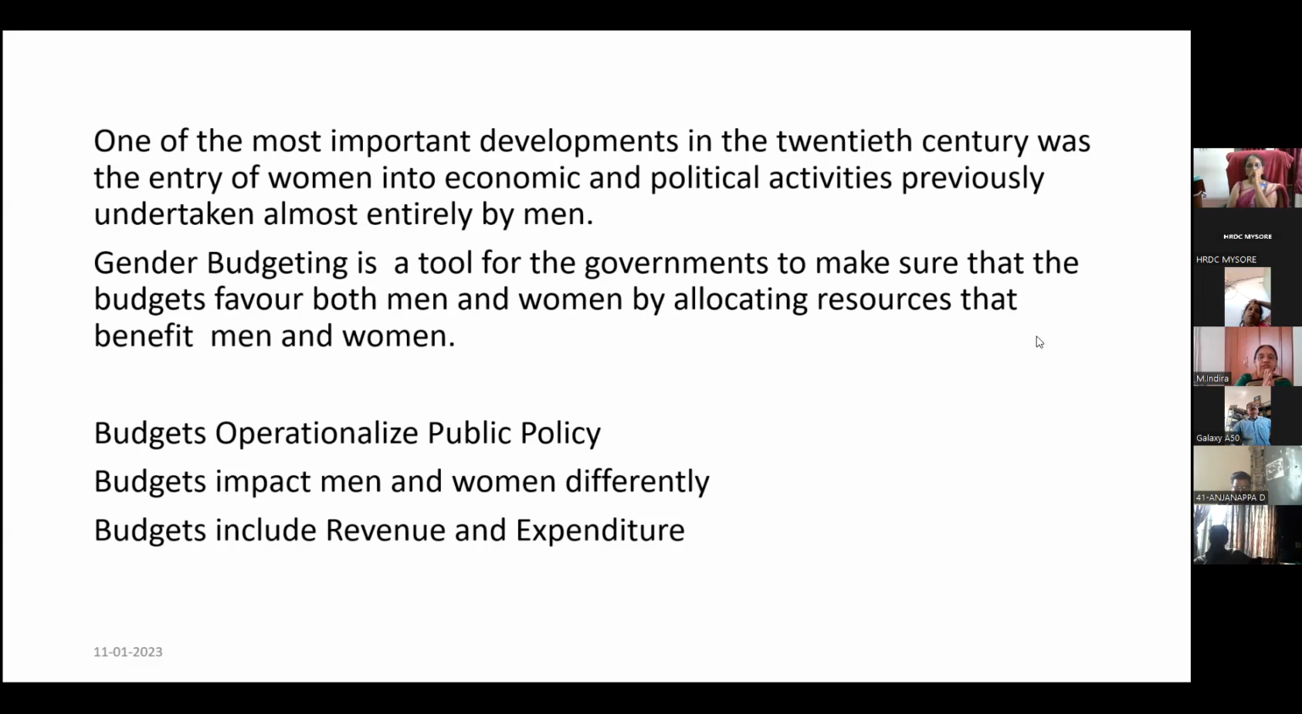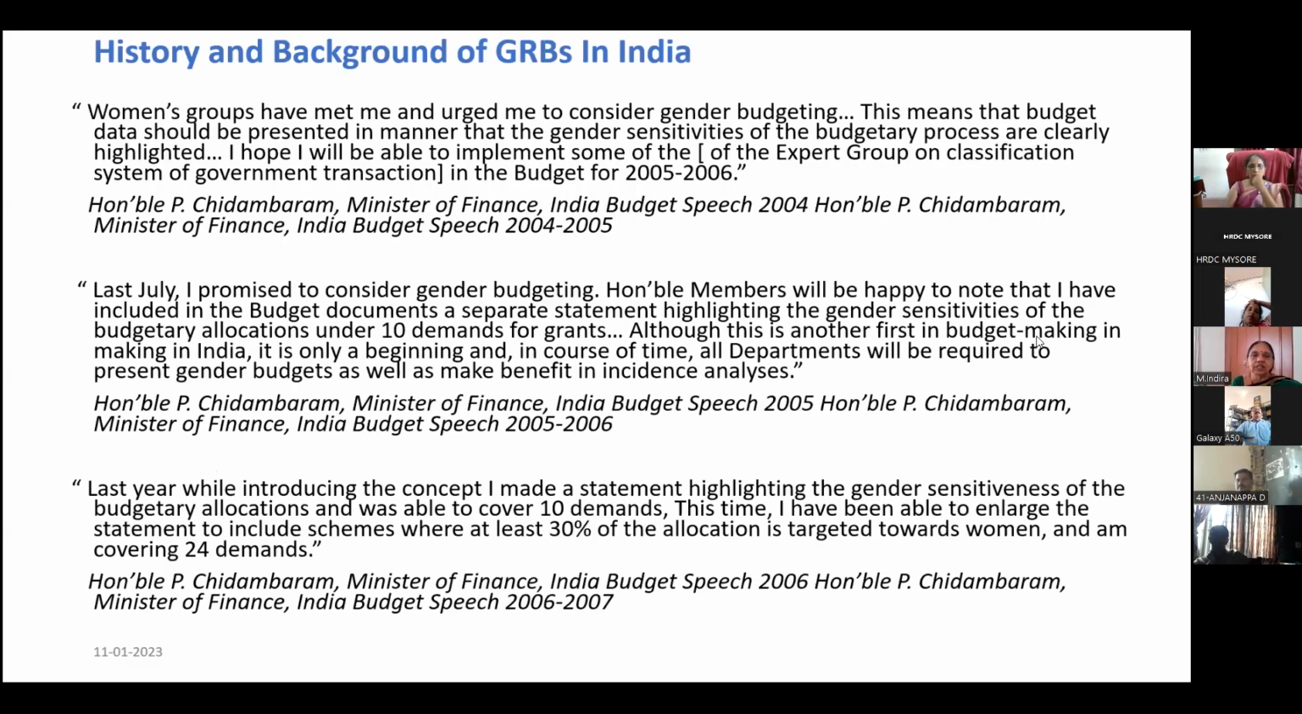So that is why in gender budgets, we look at the expenditure and income, how they are affecting men and women. Historically, how did gender budgeting come into existence in India? Women's groups met the finance minister at the time of the budget speech of 2004-5. Chidambaram mentioned in his speech that women's groups met him and urged him to consider gender budgeting. This means that the budget should be presented in a manner that the gender sensitivities of the budget process are clearly highlighted.